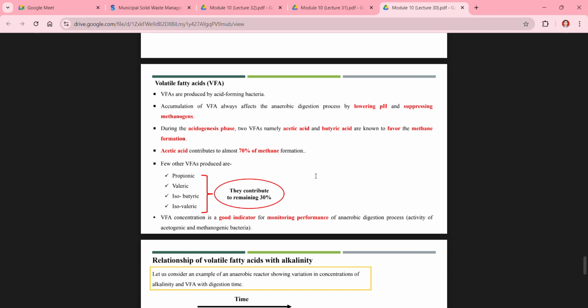Otherwise, if there is lower formation of acetic and butyric acid, what will happen? There will be much lower formation of methane gas, and that will result in an increased amount of CO2 in the gas produced during the whole AD process. Okay, and we have already discussed that if the amount of CO2 gas increases more than 44% during the biogas formation, that biogas will not be suitable for the burning process. So we need an optimum content of volatile fatty acids during the process.